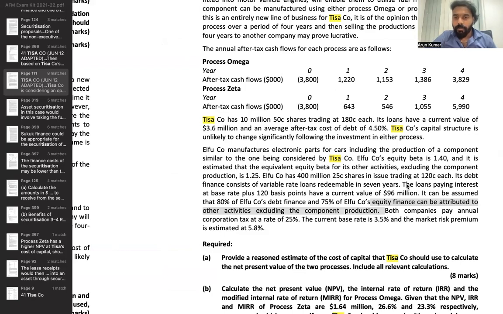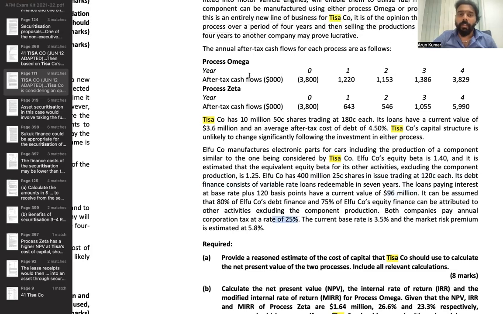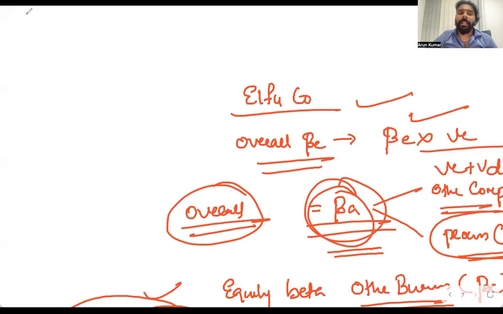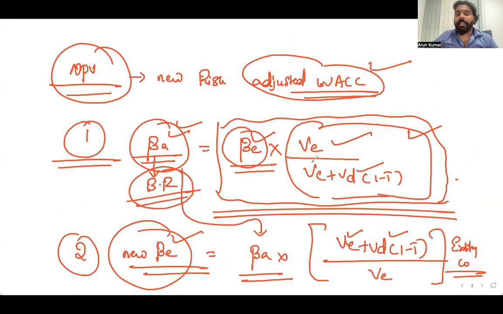Equity beta is 1.4. We also need the value of equity and debt of the overall ELFO company. They have 400 million shares, each worth 120 cents. So 400 million into 120 cents, or $1.2, and the current value of debt is already given, it is 96 million. The tax rate is 25%. So what was the formula for asset beta? Equity beta into value of equity, divided by value of equity plus debt into 1 minus t.